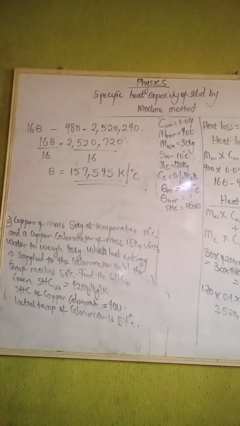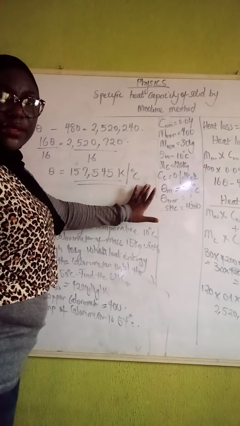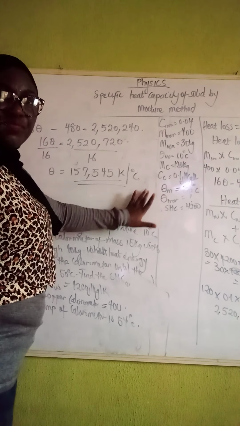I'm just in the process. First of all, highlight your parameters. Highlight everything given to you. Then you should be able to dictate from here the heat loss, the one losing heat and the one gaining heat.